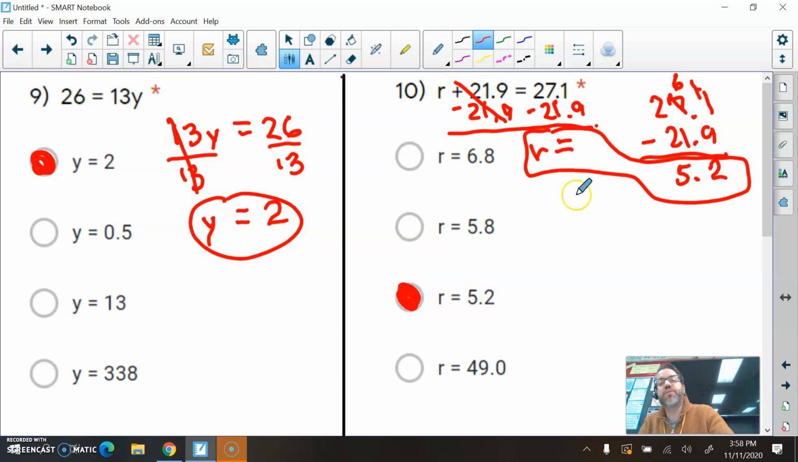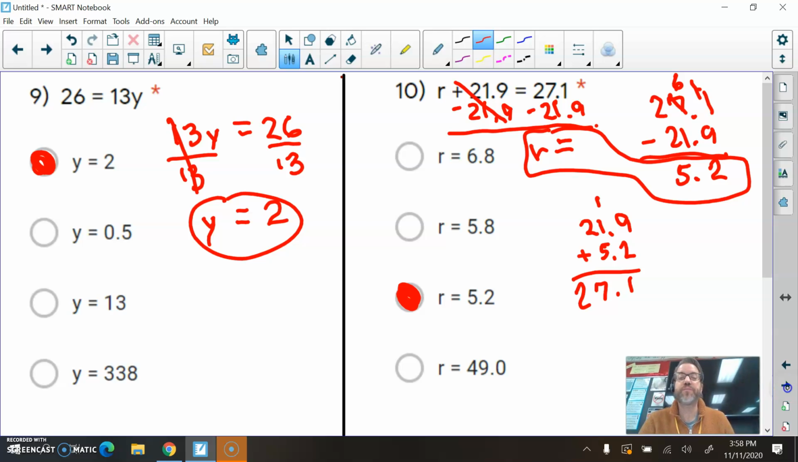Does 5.2 plus 21.9 equal 27.1? 9 and 2 is 11. Carry the 1. Decimal point. 5, 6, 7. And then we have the 2 over here. That is what we wanted, 27.1. So I know the answer is correct.